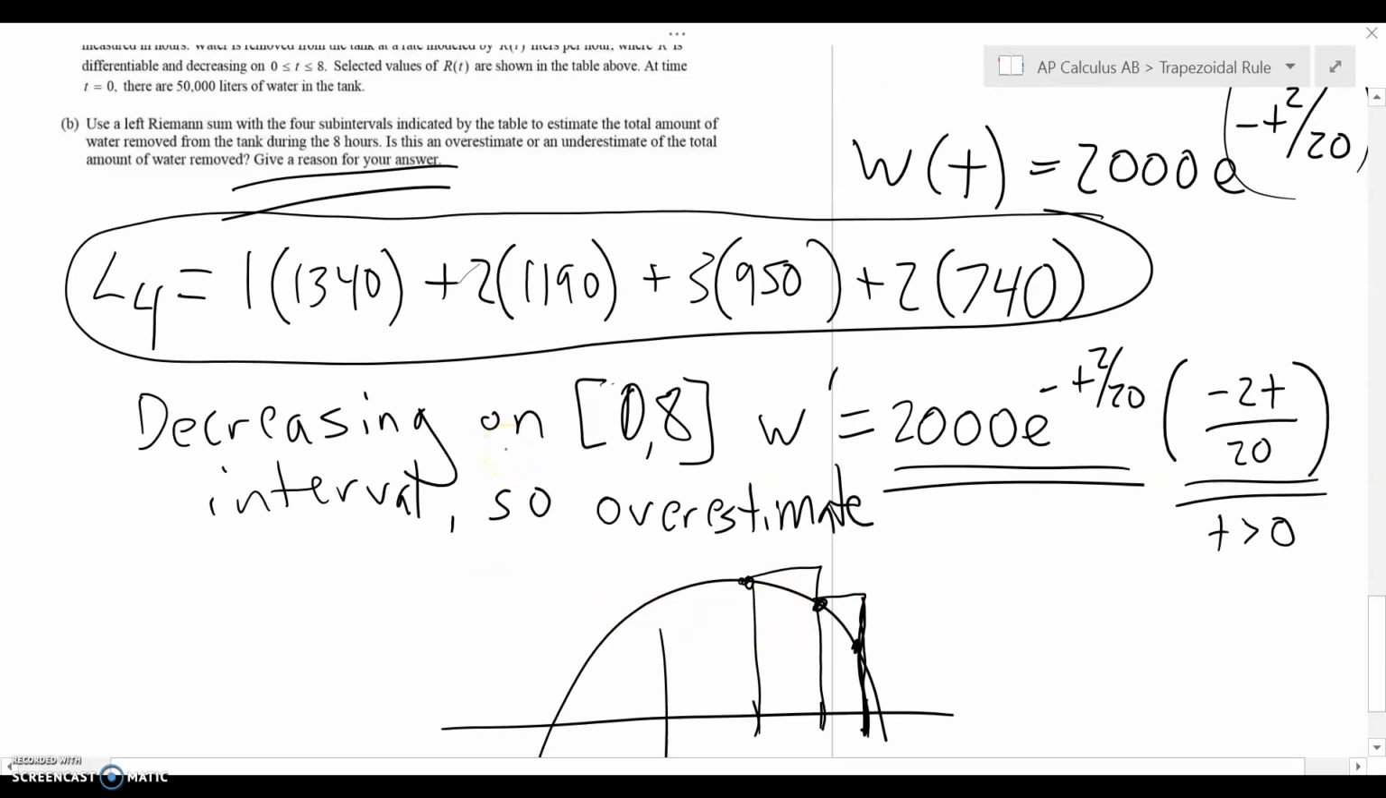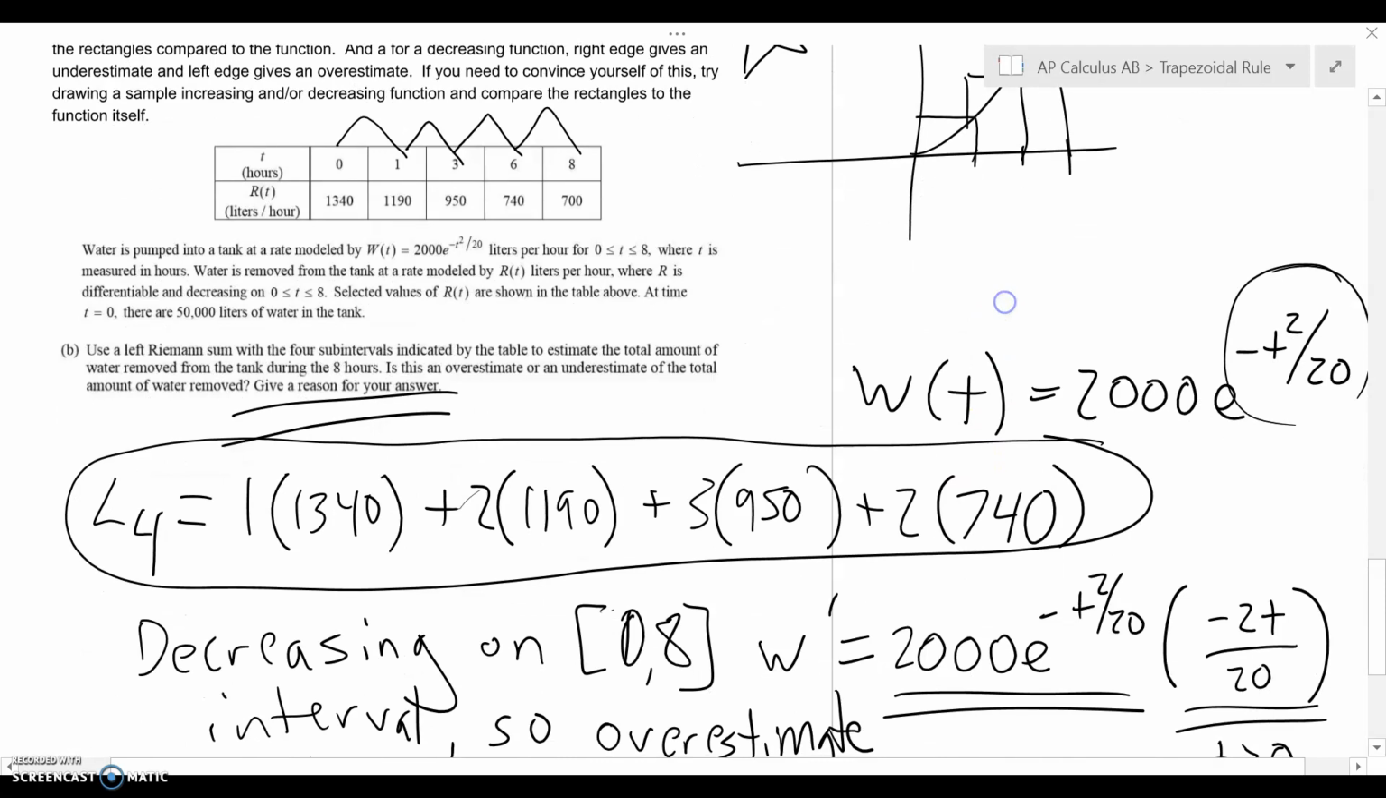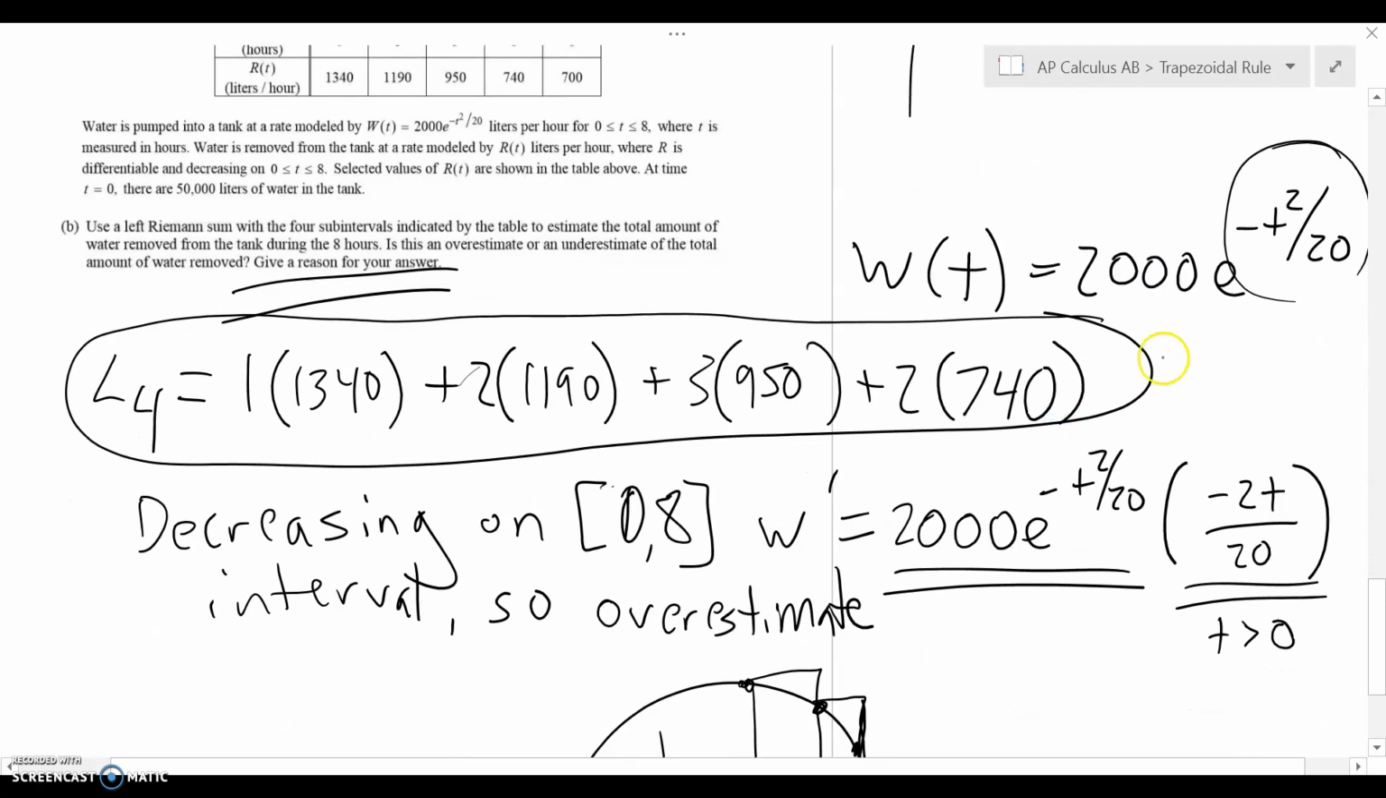So again, I just threw this in here because it's related. This is just related to trapezoidal. It's not itself a trapezoidal question, but it's good AP review. So hopefully it helps. And if you want to see the answer on this one, again, you can punch this into a TI.